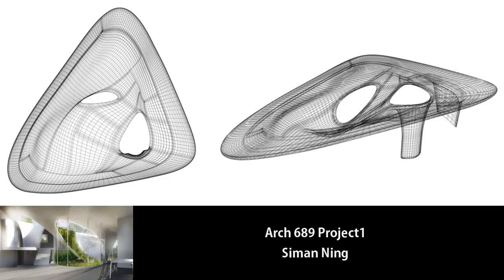Today I want to talk about the model I generated from Rhino and Grasshopper. This is the example image, and you can tell that it has two holes and one column.